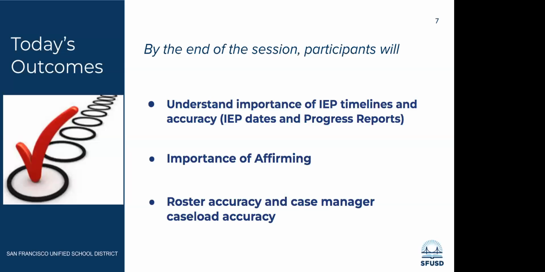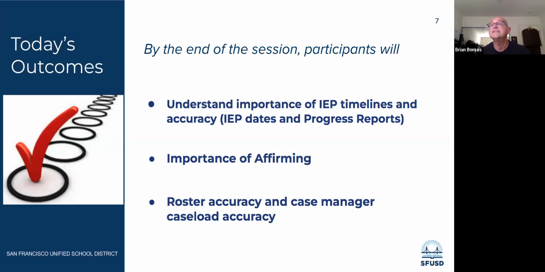Okay, so by the end of this session, hopefully you'll have a better understanding of the importance of the IEP timelines and the accuracy of the IEP document. We're going to talk a little bit also about progress reports because they're a direct part of the IEP process and they're done through SEIS. The importance of affirming an IEP, and I know people talk about that all the time. We're going to define what affirming is and why it's critical, and the roster accuracy and case manager caseload accuracy.